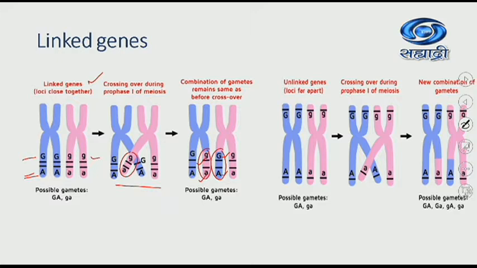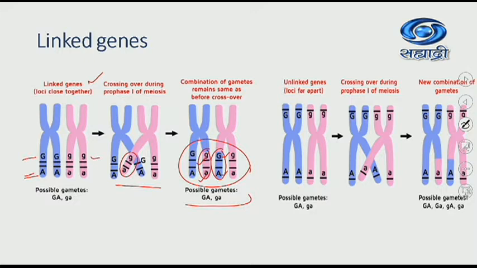What did Mendel say? Mendel said that genes or members in the allelic pairs will segregate from each other and they will assort independently to form different combinations of the gametes. But you can see here, when they are linked genes, they do not segregate from one another. They continue to stay together.